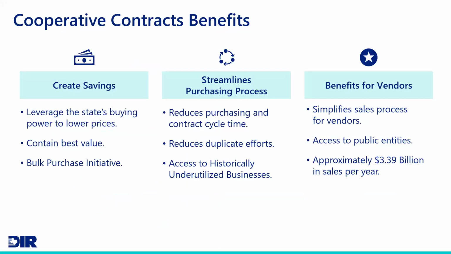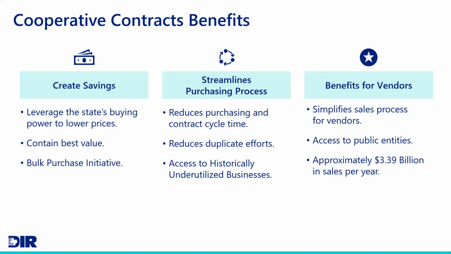So what are the benefits of utilizing our cooperative contracts for your IT procurements? Well, first of all, they create savings because we leverage that state buying power to negotiate the lowest prices and best discounts that we can with the vendors who propose products and services to us. So we're always seeking best value in our negotiations, what's in the best value of the state and of our customers. And then again, it does give us that bulk purchasing opportunity from time to time when we know that certain IT products and services might be in very high demand from our DIR customers. It gives us that short-term, deeper discount bulk purchasing opportunity.